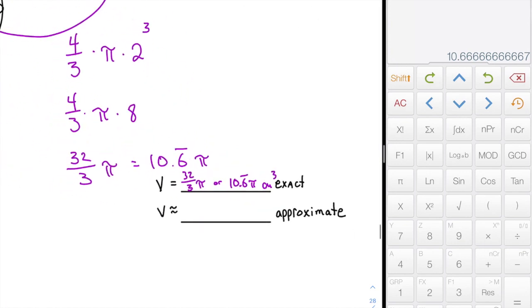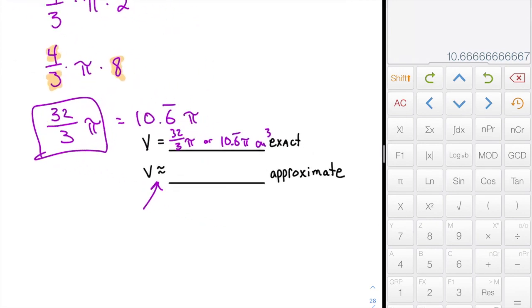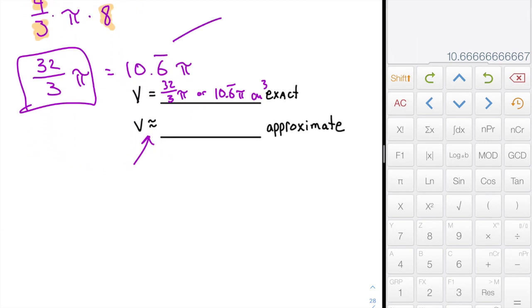So this is the fraction version. We got that just by multiplying 4 times 8. That's 32, and then the 3 stays on the bottom, right? 32/3. Or I showed you the calculator version. Like in every other video, to get the approximate, which is the second answer, you just take your 10.6 repeating, which I already have in my calculator, and multiply it by pi, or the approximation of pi, 3.14.